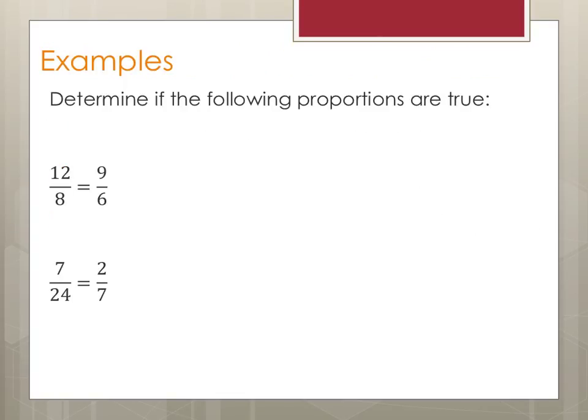So let's determine if these following proportions are true. The first one, we have 12/8 equals 9/6. And let's take the cross products and set them equal to each other. The first is 8 times 9. And if this is true, it should equal the other cross product, 12 times 6. Alright, let's multiply both sides and see if these are true. 8 times 9 is 72, and 12 times 6 is also 72. So these cross products are equal. This proportion is true.